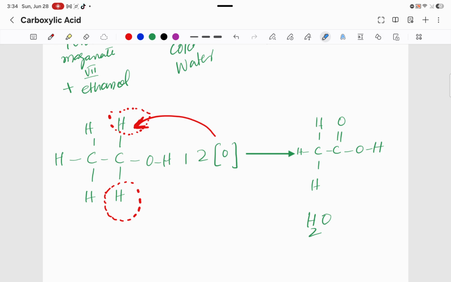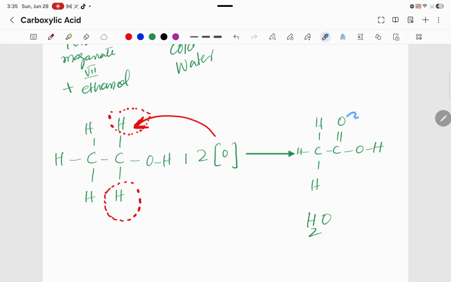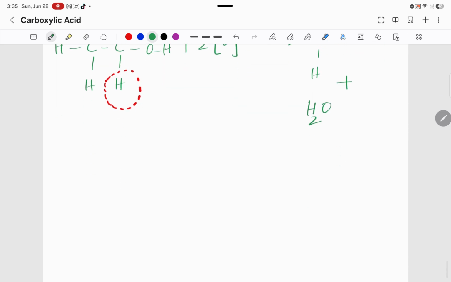Okay, I hope you must have understood. This whole part remains the same, like this OH remains the same. You can see the only change is this C double bond O, while here it was CH2. So H are being removed and they are here, and one oxygen is being added, which is here, and one oxygen is the part of the water molecule. Okay, and that's it.